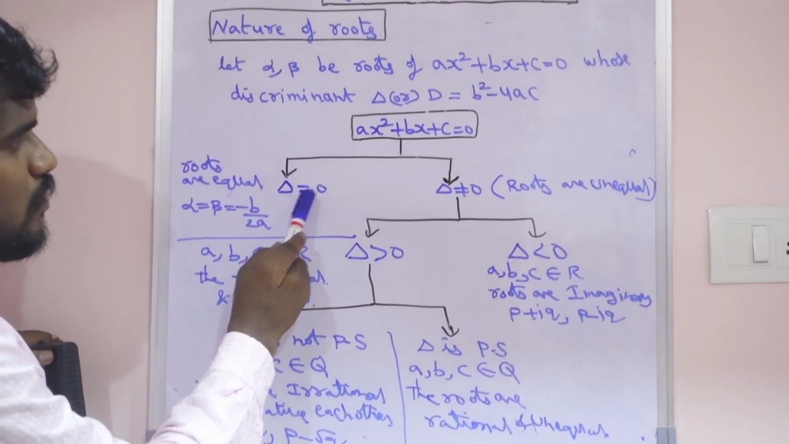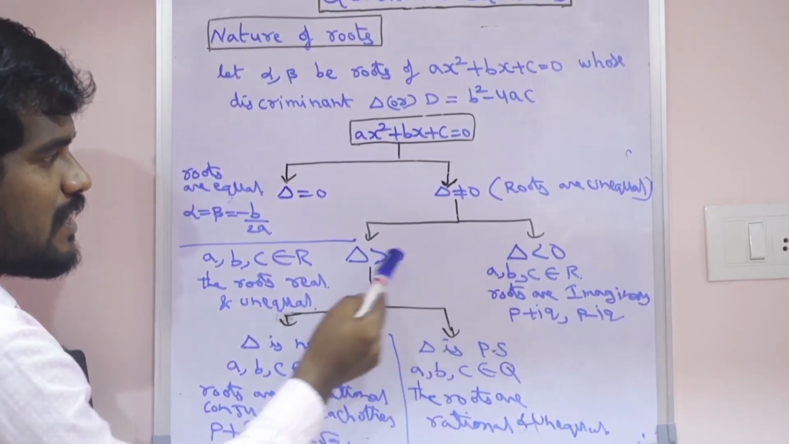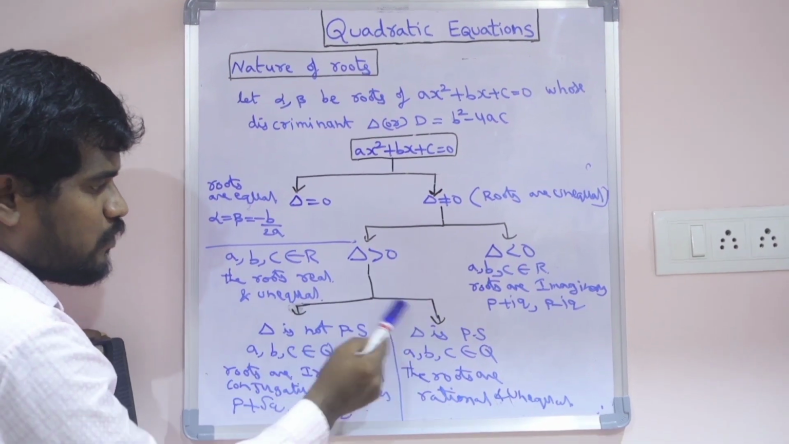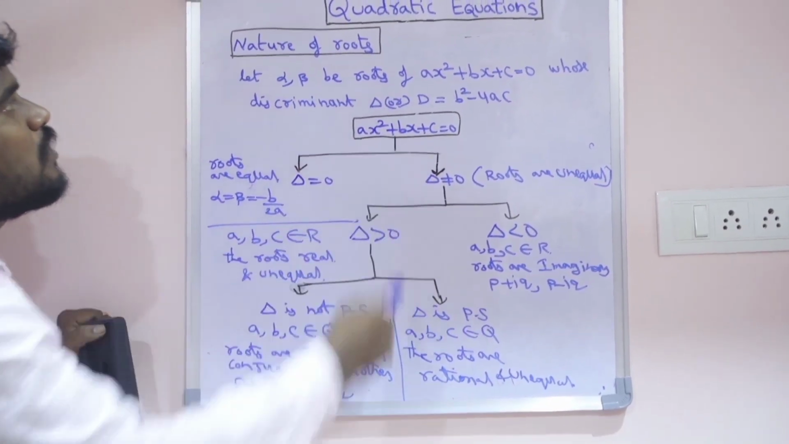We have the case delta equal to 0 and delta not equal to 0. Again, delta not equal to 0 is divided into two parts: delta greater than 0 and delta less than 0. And delta greater than 0 is again divided into two parts: delta is not a perfect square and delta is a perfect square. This is about the nature of the roots.